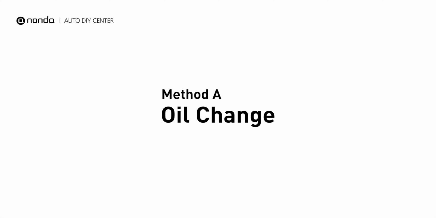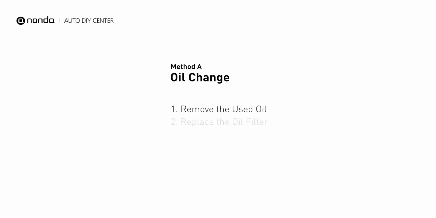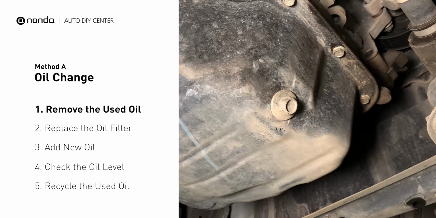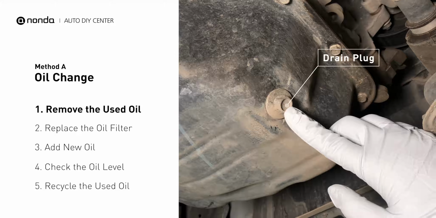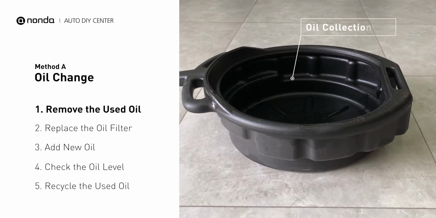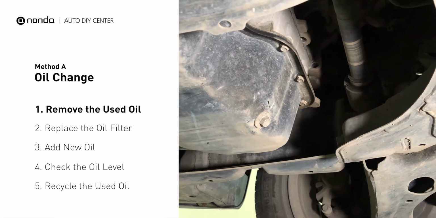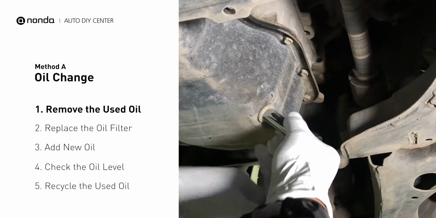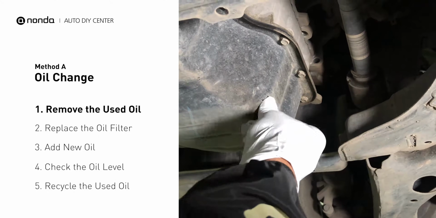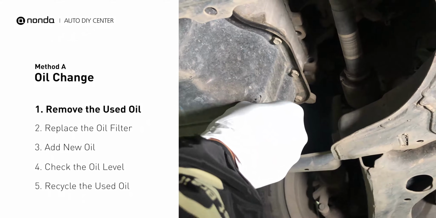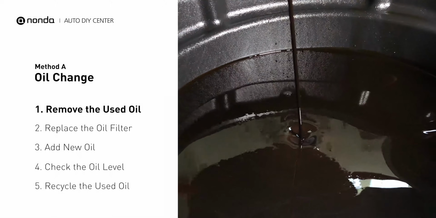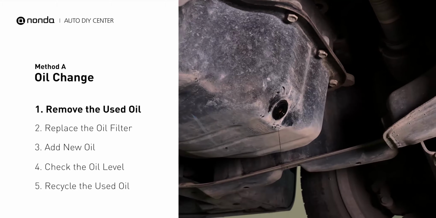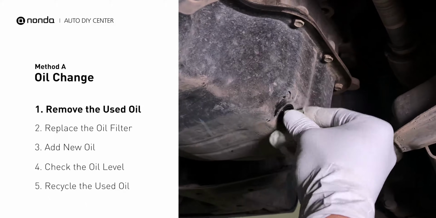Method A: oil change. Locate the oil drain plug on your vehicle and place an oil collection pan underneath it. Use the socket ratchet to remove the plug from the oil pan on your vehicle. Once the plug is removed, the oil should start flowing out into your collection pan. Once all the oil is drained, replace the drain plug and tighten it back on.